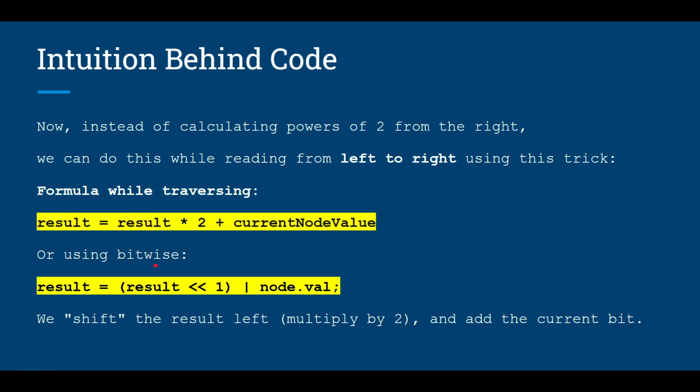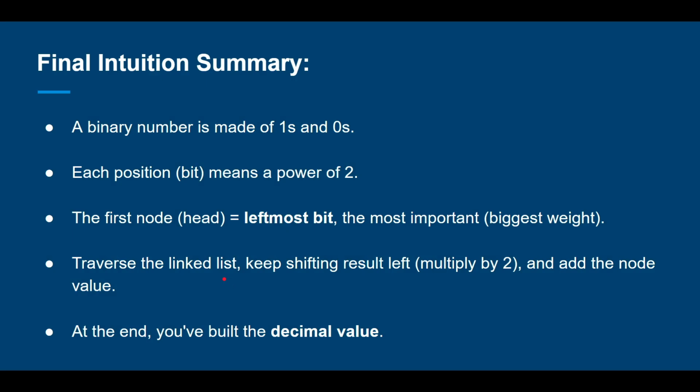Or, if you don't want to use this, we can use the bitwise operator: result left shift, or the node value. So we shift the result left, which is multiplying by 2, and we add the current bit, whatever the current bit is. The meaning is the same.